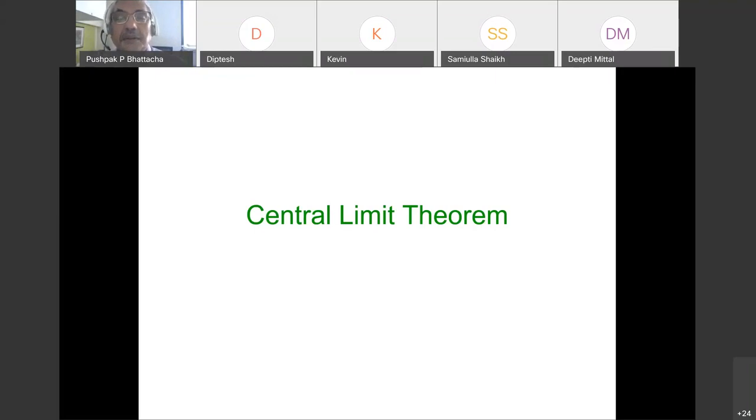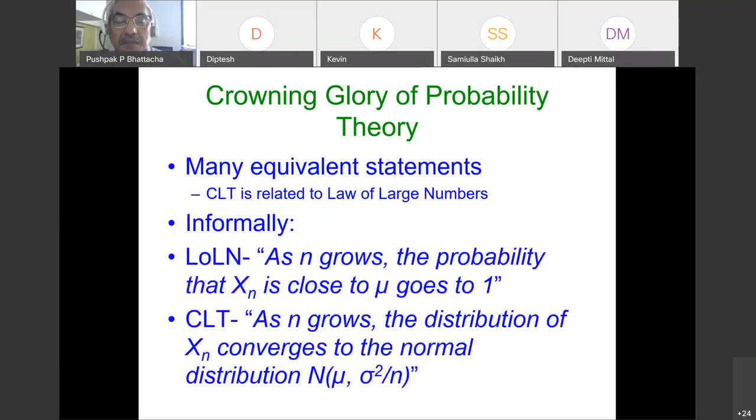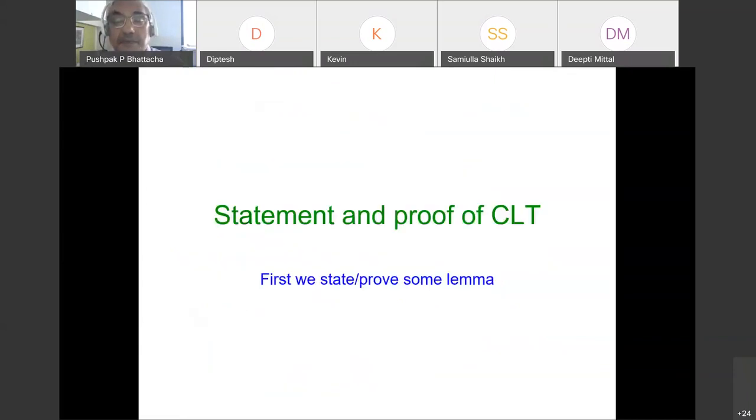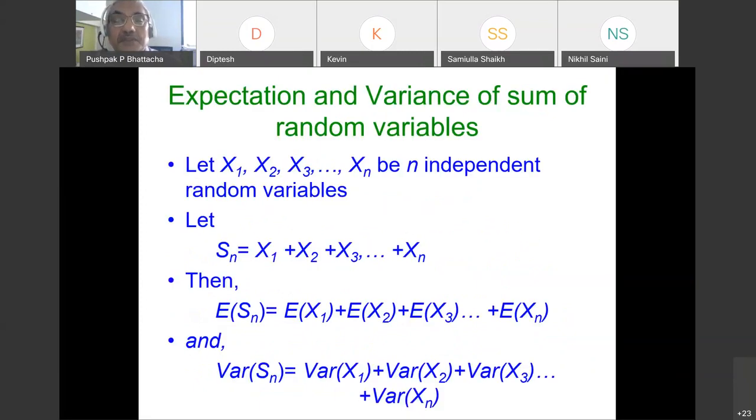So central limit theorem, there are many equivalent statements, okay? We have looked at an informal statement of central limit theorem before. Now we give the actual formal statement. Let x1, x2, x3 up to xn be n independent random variables. Let Sn be the sum of those n independent random variables. Then the expectation of Sn is the summation of expectations.